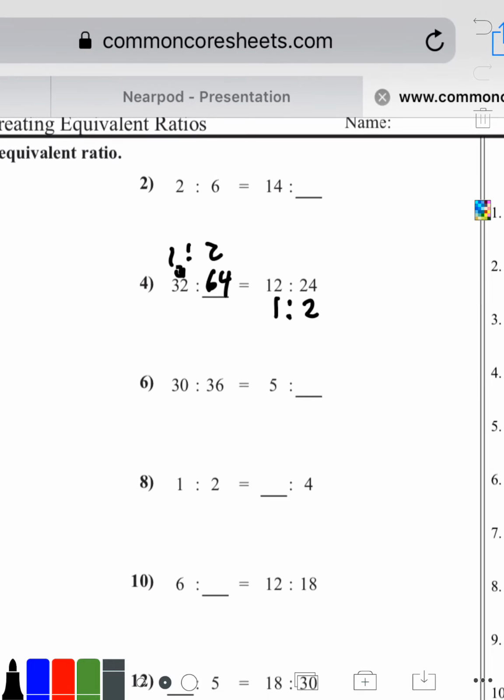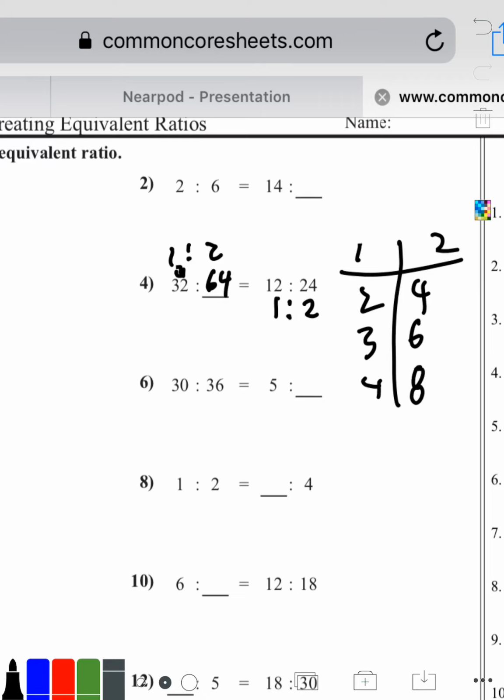Hopefully you see how to do this. We're finding equivalent ratios. We had done this using tables in class the other day. We took like 1 to 2 and 2 to 4, 3 to 6, 4 to 8, something like that. Those are all equivalent ratios. They're ratios with different quantities, but they have the same ratio value.